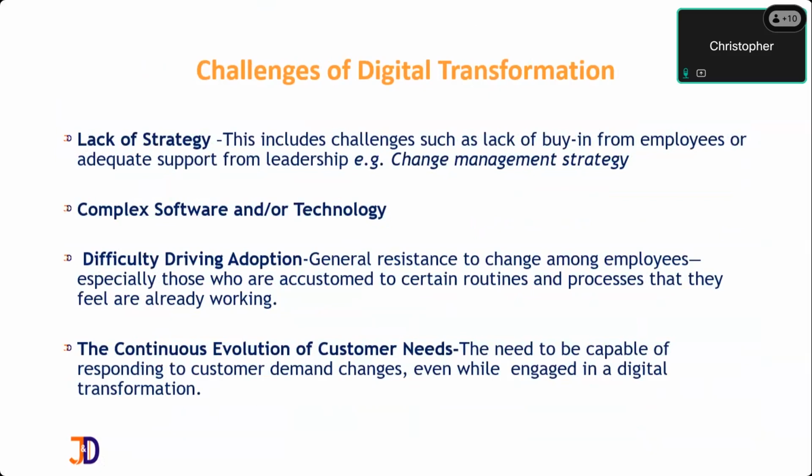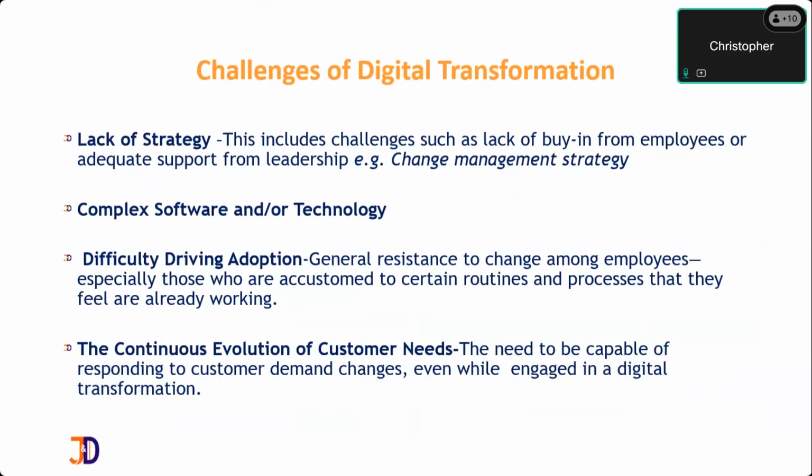We also have difficulty driving adoption. This would mean the resistance that we get maybe from employees or management once you start introducing technology. Because remember, as humans, you're always accustomed to certain routines and processes, which now, if you want to break those particular processes and routines, it becomes very difficult.